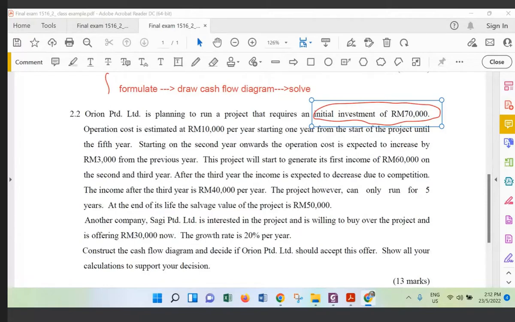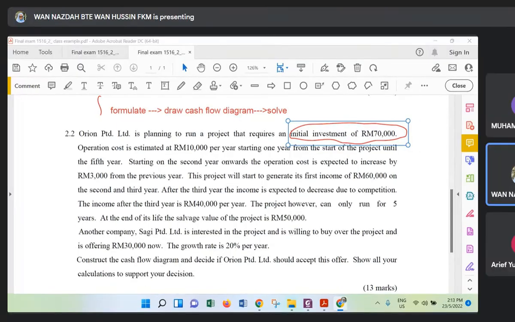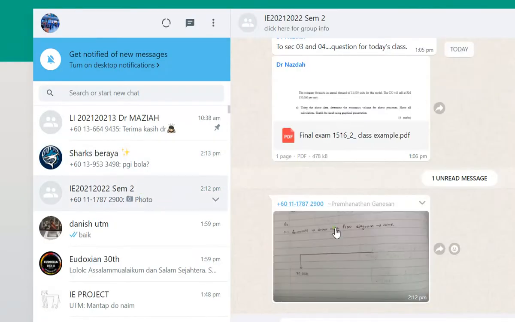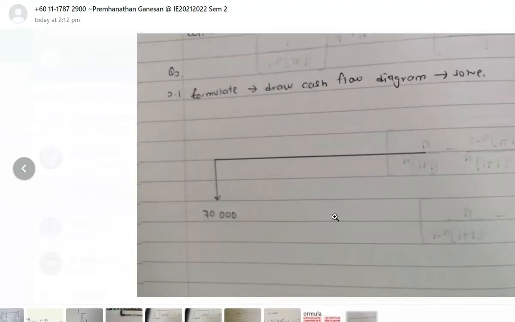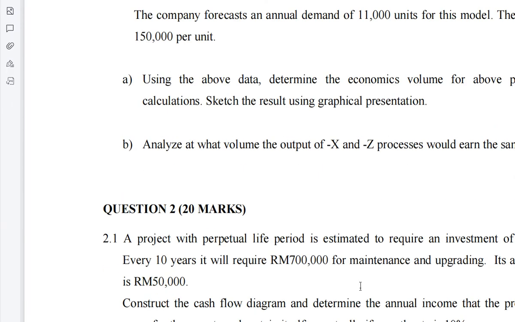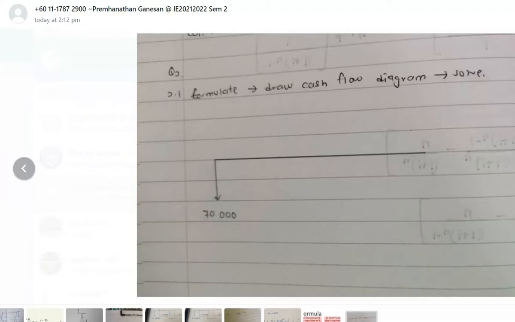Okay, thank you, Prem. Alright, that's good. Sambung. Arif Yusof, our next cost is operation cost, 10,000 per year starting year 1 from the start of the project until the 5th year. So how can you draw this one?